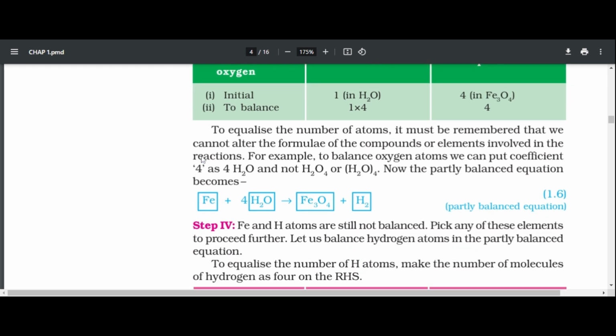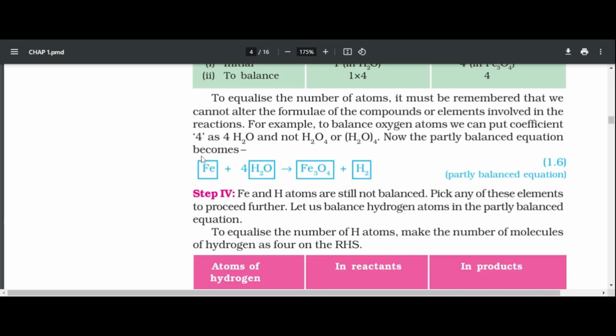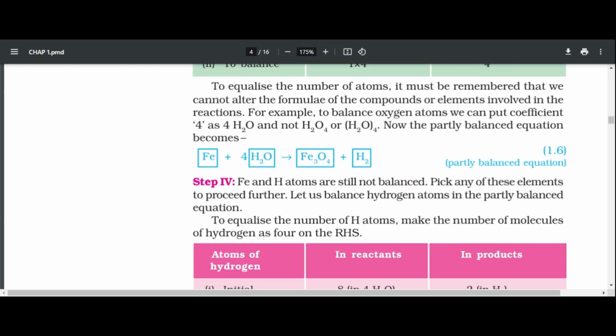To equalize the number of atoms, it must be remembered that we cannot alter the formula of compounds or elements involved in the reactions. For example, to balance oxygen atoms, we can put coefficient 4 as 4H2O and not H2O4 or H2O in brackets with 4. Now, the partly balanced equation becomes Fe plus 4H2O gives Fe3O4 plus H2.